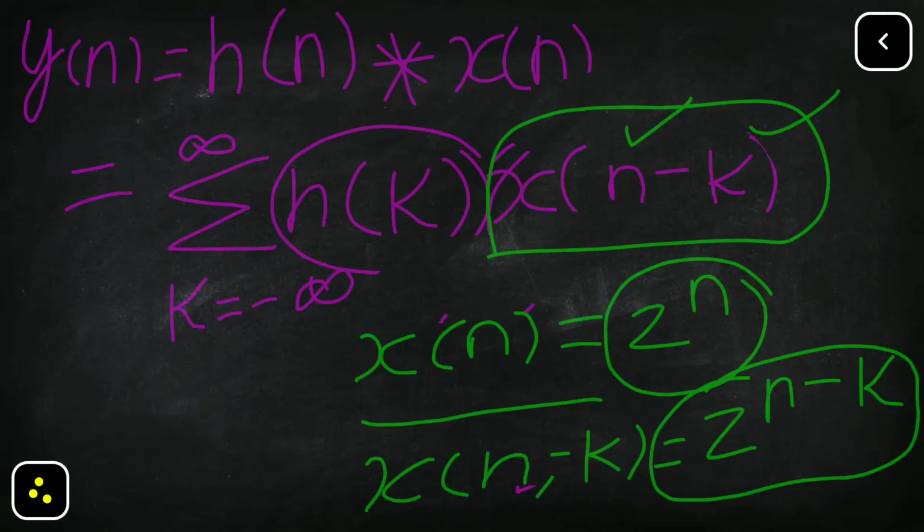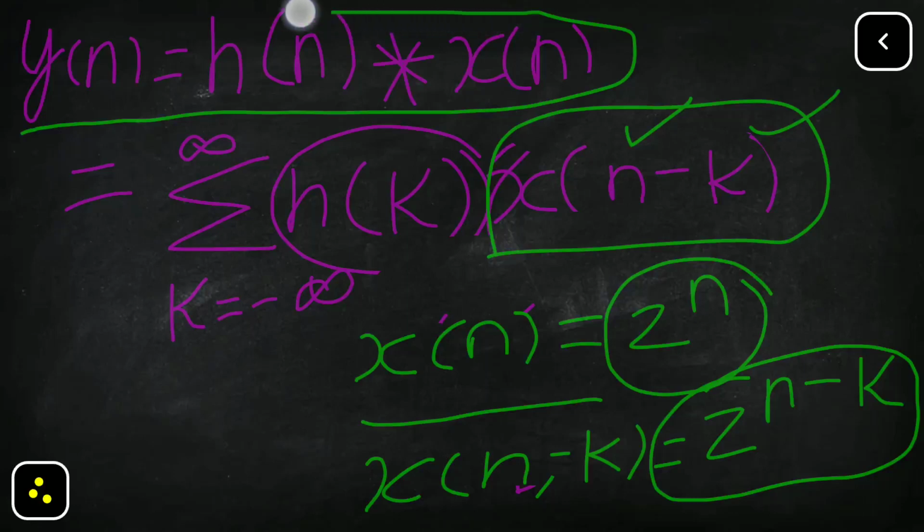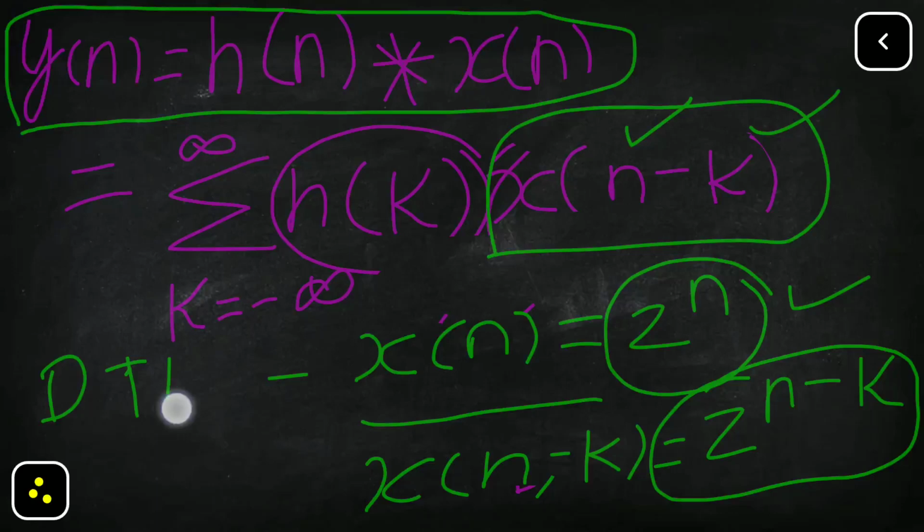So I'll repeat this whole slide once again. This is your y of n, that is equal to h of n into x of n. So what did we learn till now? We are given x of n equal to z to the power of n, for a discrete time LTI, linear time invariant system, along with h of n. What is h of n? Your h of n is the impulse response.